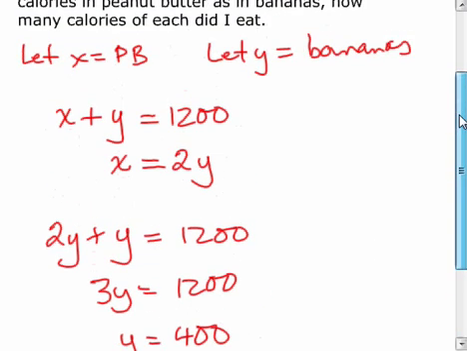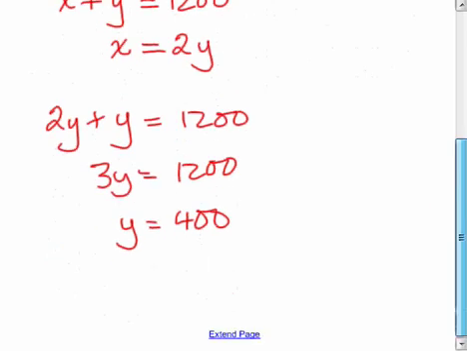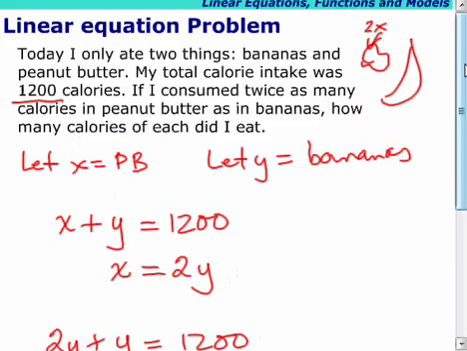So to determine how many calories I ate in peanut butter, I could simply subtract that from 1200. So the number of calories that I ate in peanut butter would be 800, and that would be about 8 spoonfuls of peanut butter. Not sure if I could survive just on peanut butter and bananas. Maybe for one day. Anyway, that's an example of how I can use the problem-solving steps or method to solve a question like this.